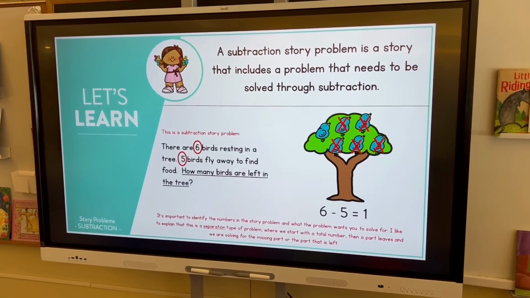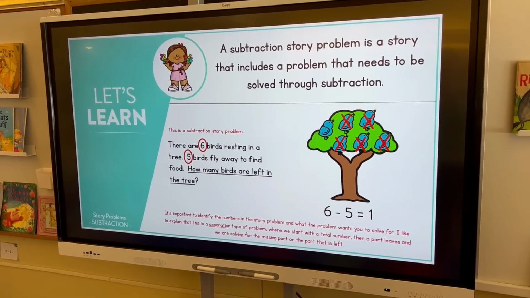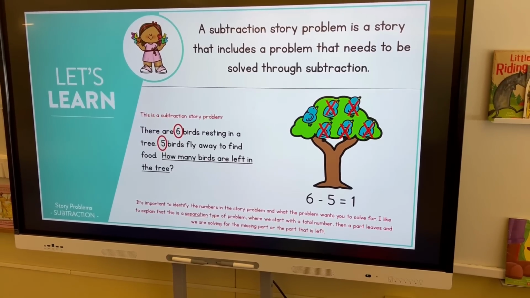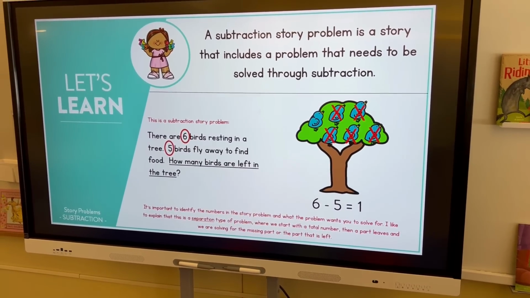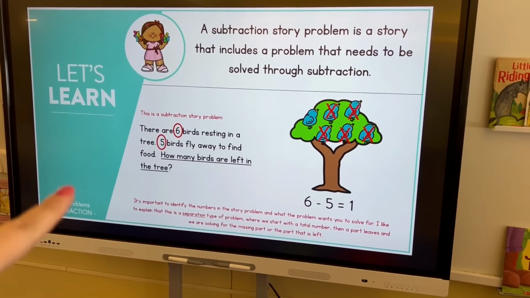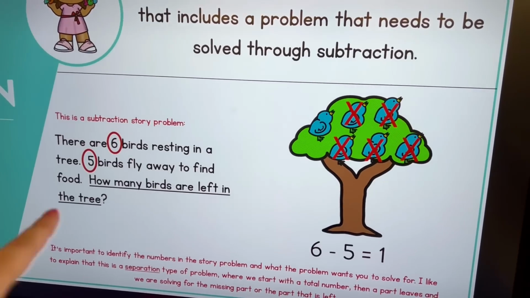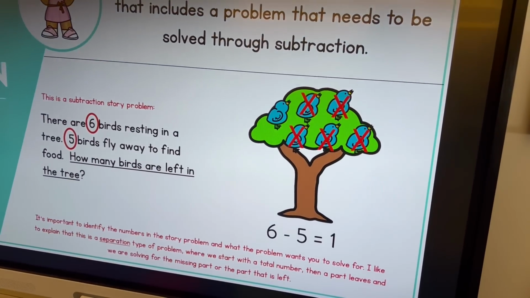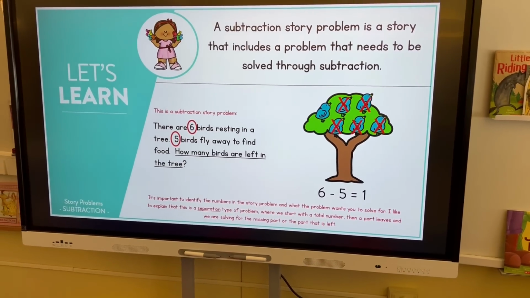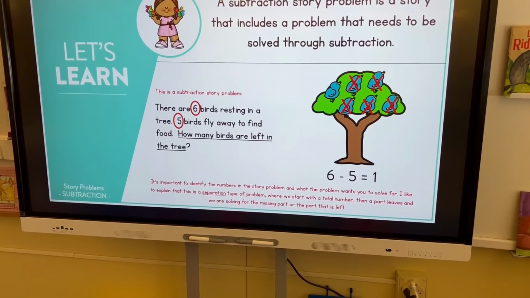And then again, explicit teaching. So let's learn a subtraction story problem is a story that includes a problem that needs to be solved through subtraction. I've been teaching my students to visualize first. So we close our eyes and we're like, what is actually happening here? What are you seeing? So I'll have them do that, and I'll have them close their eyes, turn to a partner and share what they saw in their vision. And then I'll show them here how to do this. And then we talk about identifying the numbers. What does that mean? Okay, there were 6 birds resting in the tree, 5 flew away, and so on.